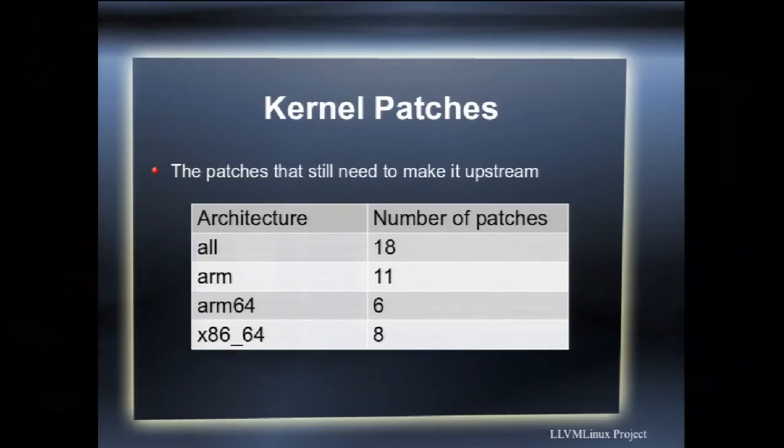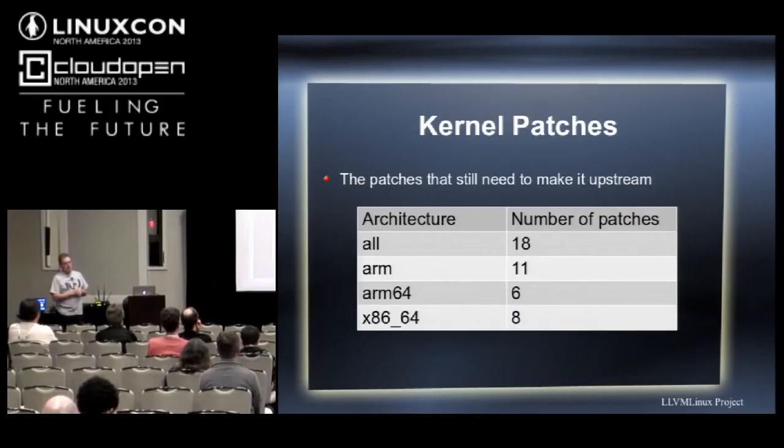Okay. Right now, we're down to this number of patches. We have patches to the general kernel, mostly kbuild. We have 18 of them, and again, they're just, you know, tiny little patches. We have 11 that are specific to ARM, 6 that are currently specific to ARM64, and we're down to 8 for x86-64.